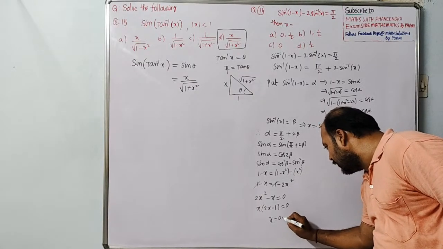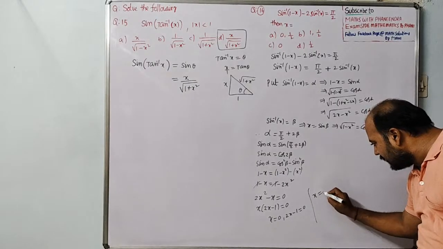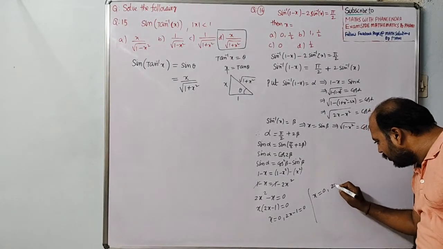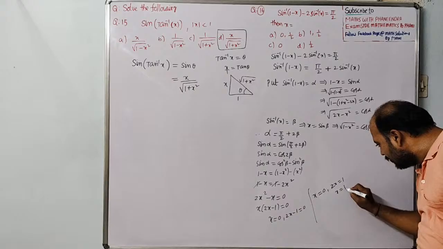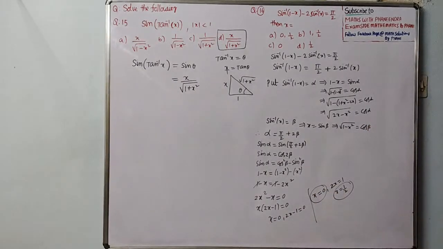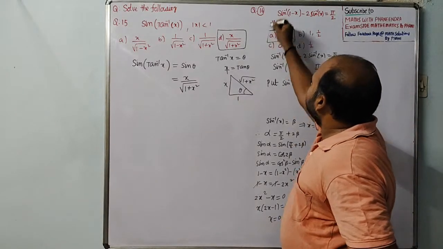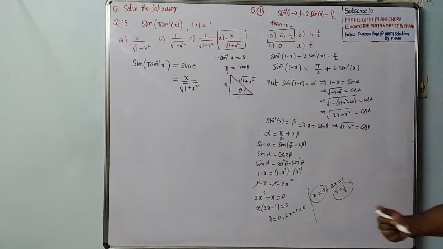X is equal to 0, or 2x minus 1 equal to 0. Therefore, x equal to 0, or 2x is equal to 1, so x equal to 1 by 2. So x equal to 0 and x equal to 1 by 2 are both solutions of the given trigonometric equation.